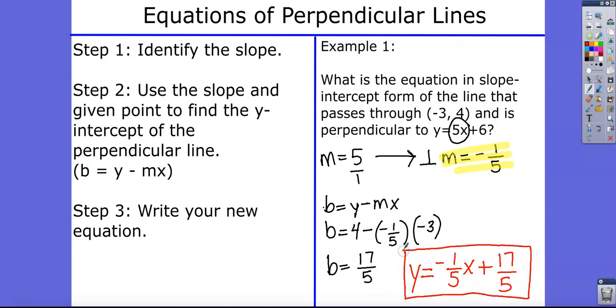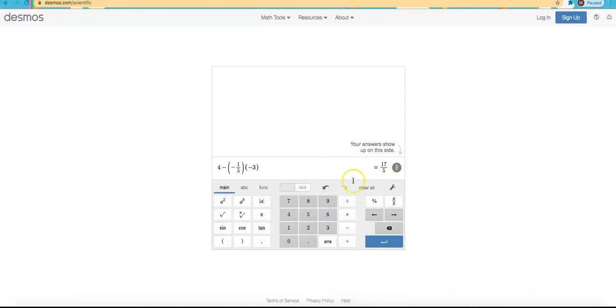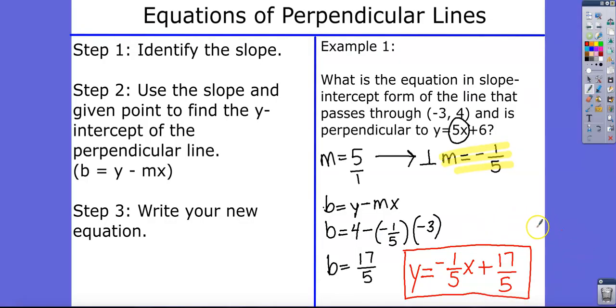Okay? If you get into the habit of using this Desmos calculator, your life will be so much easier when you're solving problems like these. So pause the video if you have to add in these notes, to add in all the work, to add in your final answer, and push play once you're ready for the next example.